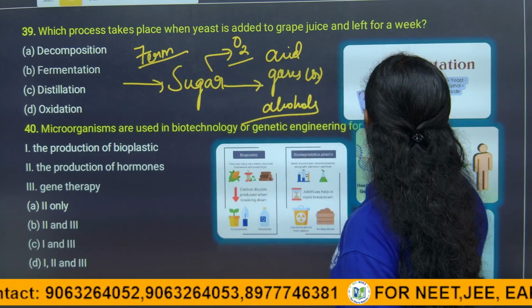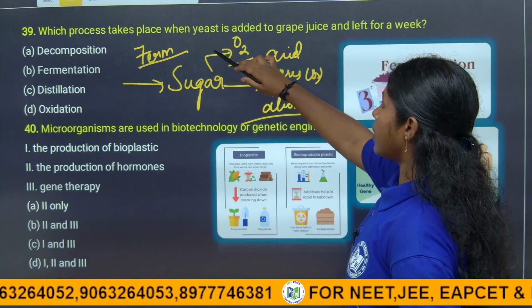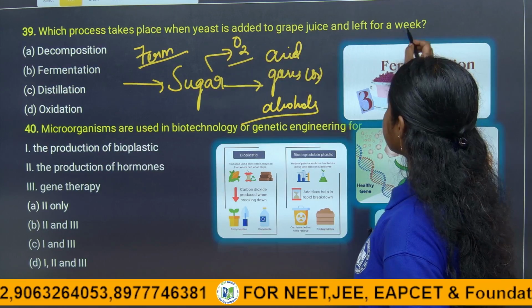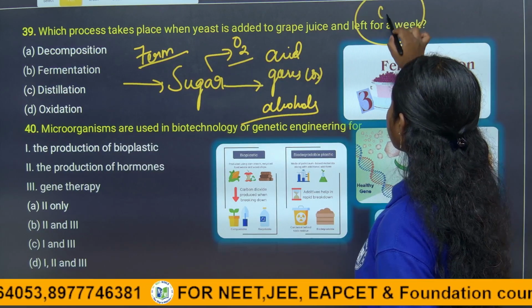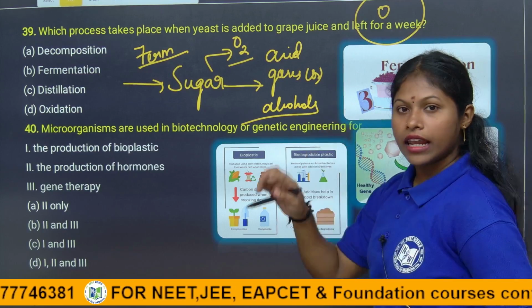So, here they are asking which process takes place when yeast is added. Yeast is added to the grape juice and left for a week. They are left for the week.